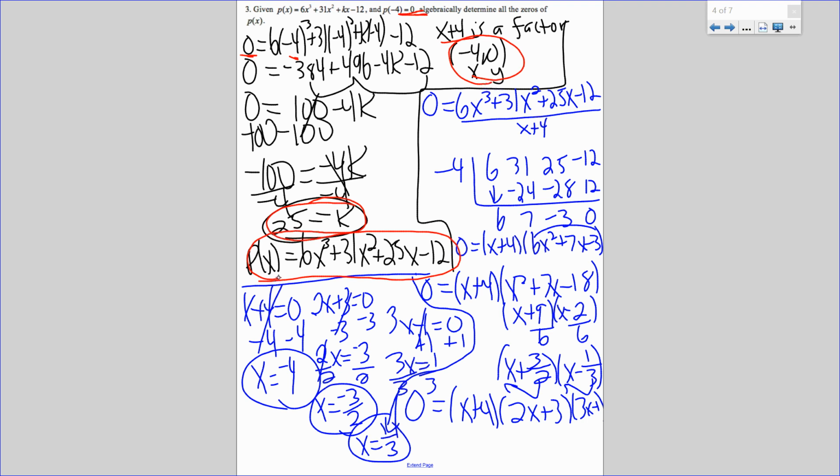From there, since negative 4 is a 0, I know that x plus 4 is a factor, so I divide that factor out using synthetic division. I get this. I factor further. It was bridge method, so that's why it got a little nastier. And then I set each factor equal to 0, and I got 1/3, negative 3 halves, negative 4. I think on my key, this problem is probably a little bit neater, but it is what it is.